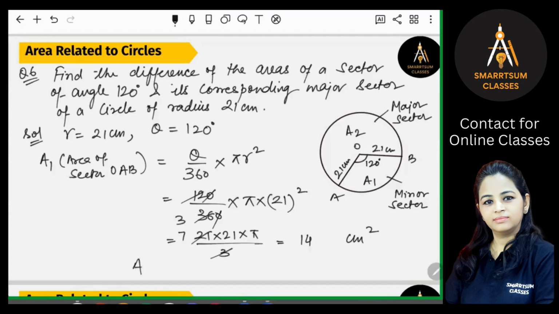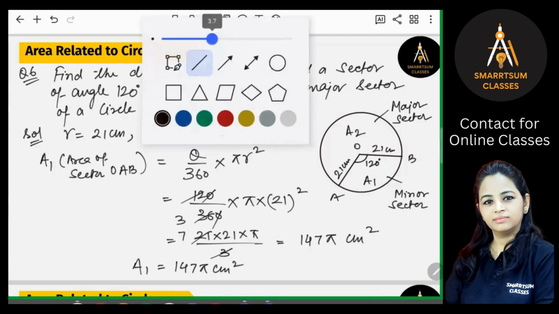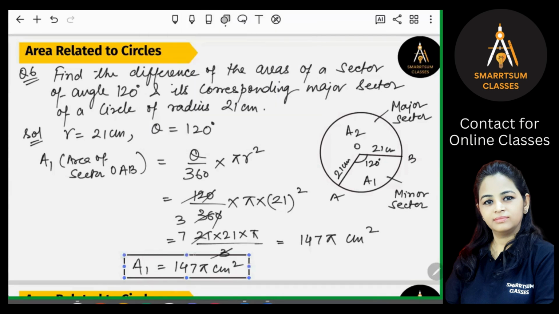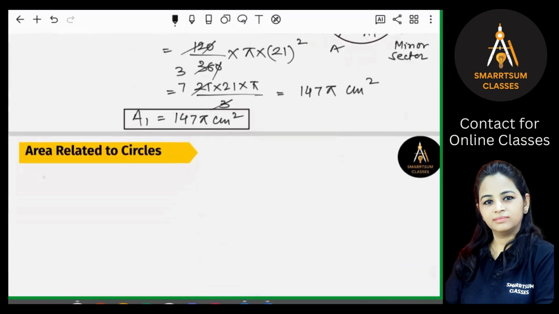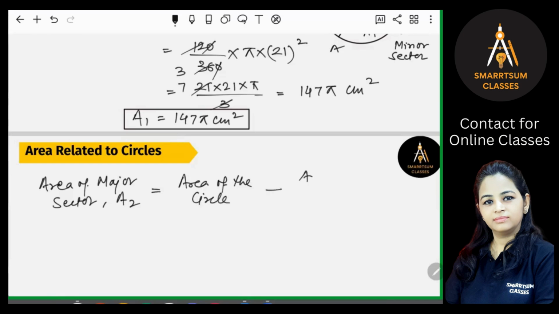We have got A1, which is equal to 147 pi centimeter square, right? So this is the area of the minor sector. As you can see in the diagram, this is the area of the minor sector. Now we can find out the area of the major sector. Okay, how we can find it out? Area of the major sector is suppose A2, and this is equal to area of the circle minus area of the minor sector. The minor sector here is OAB and its area is A1, right?